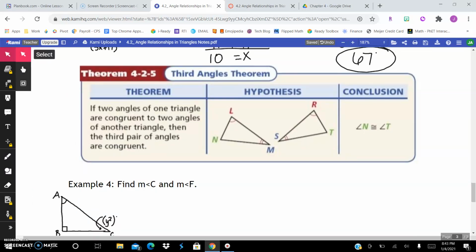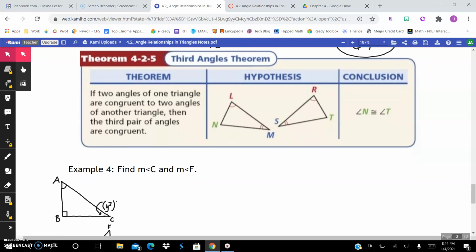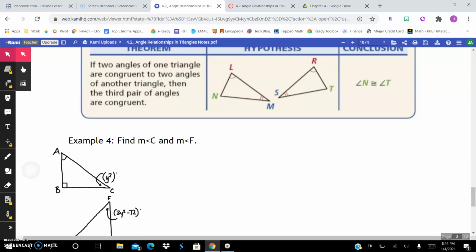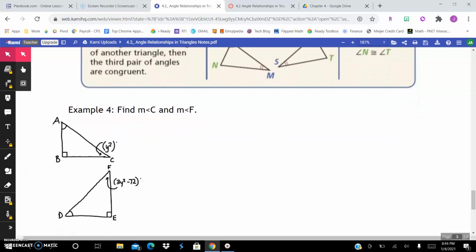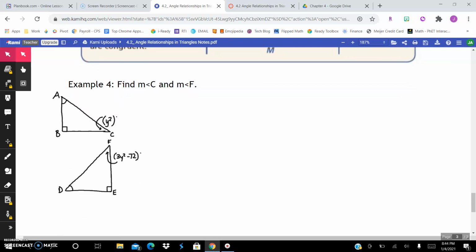Moving on here, we have one more theorem to look at, and it's called the third angles theorem. So if two angles of one triangle are congruent to two angles of another triangle, then the third pair of angles are congruent as well. So in the picture, they're showing that L and R are congruent and that M and S are congruent. So if we know those two are congruent, then we are for sure that N and T have to be congruent because they have to equal 180 to be a triangle. So by knowing that two are congruent, we can prove that the third is congruent.